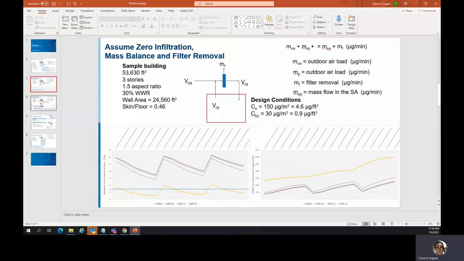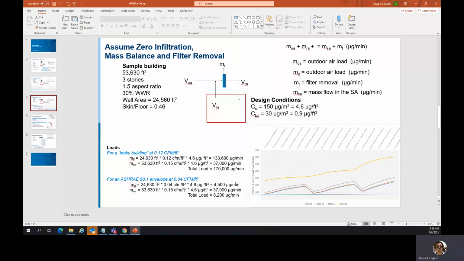I think to put that in perspective, so this number is wrong, by the way. I'm not going to fix it now, but that should be more like 45. And so this line is in the wrong place. But think about this for a leaky building where you have your infiltration load plus your outside air load. You could be looking at 170,000 micrograms a minute coming into the building. Well, your removal rate from the filters is nowhere near that. It's not even half that.